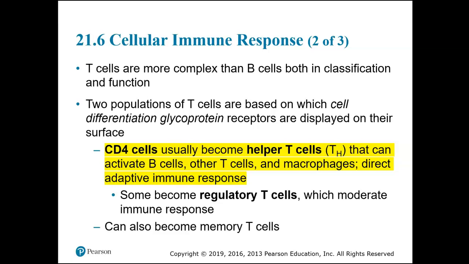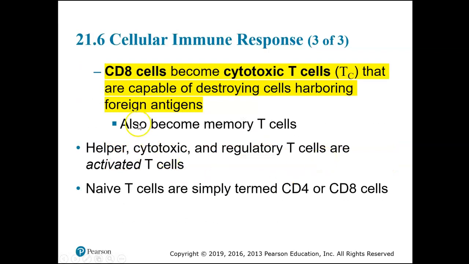You do need to make sure you know the difference between CD4 cells and CD8. These are just two different types or populations of T cells. If they're CD4 cells, they tend to become helper T cells, or T subscript H. Helper T cells can activate B cells, activate other T cells and macrophages, and basically direct the adaptive immune response. So CD4 cells usually become helper T cells.